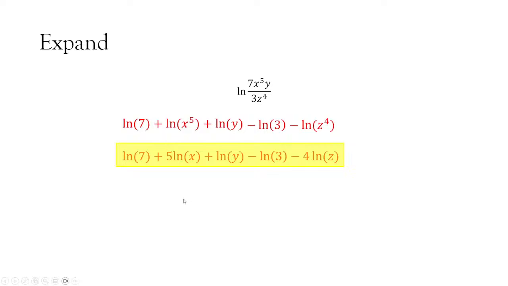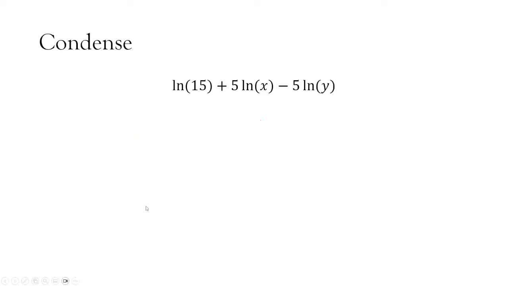Now let's do one last example. We expanded it. What about condensing? So, natural log of 15 plus 5 natural log of x minus 5 natural log of y. For condensing, we're going to go a little bit in the opposite direction. Remember, for expanding, we did product sum and quotient difference, and then we did the coefficient power rule. So for condensing, we're going to go in reverse.